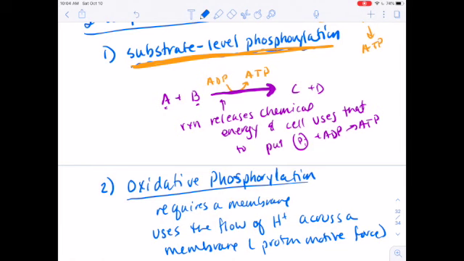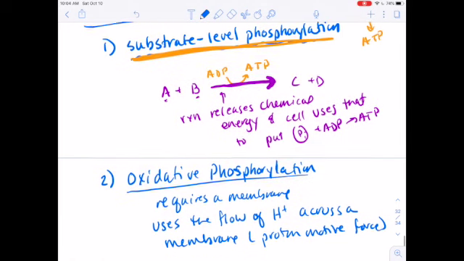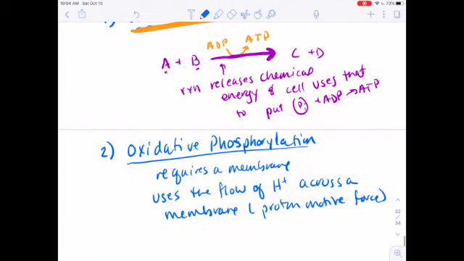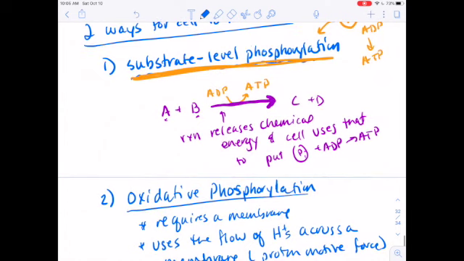I told you that things were going to hit the fan and get intense and busier in this class, in this chapter. Okay, oxidative phosphorylation uses the flow of protons across a membrane, proton motive force, to make ATP that way. Right, so those are two ways to make ATP. On the exam, you are going to need to know the difference between these two things. So how does substrate level phosphorylation differ from oxidative phosphorylation?